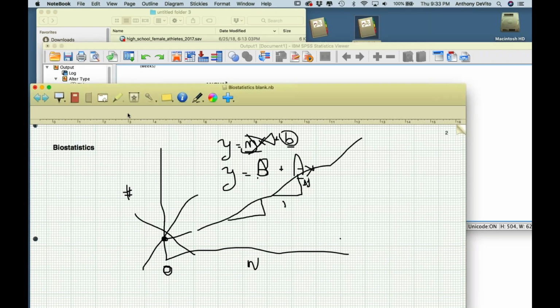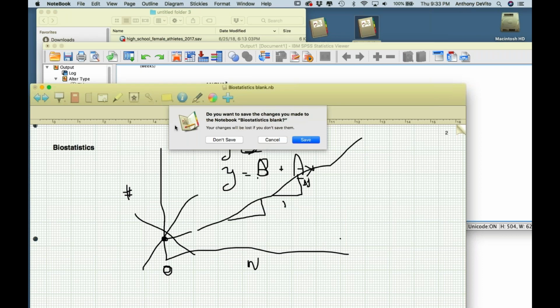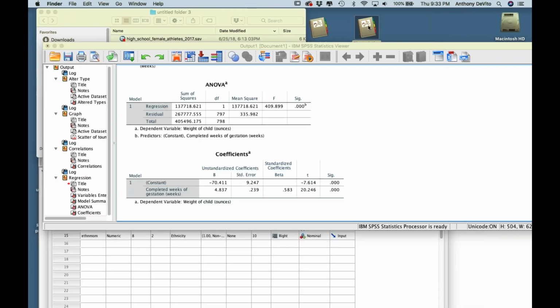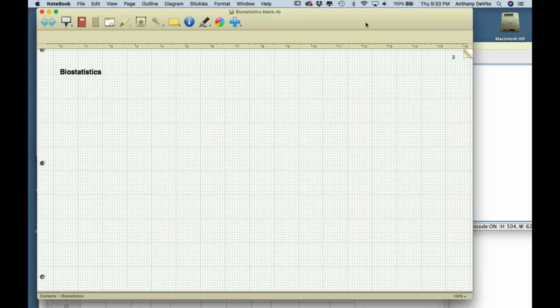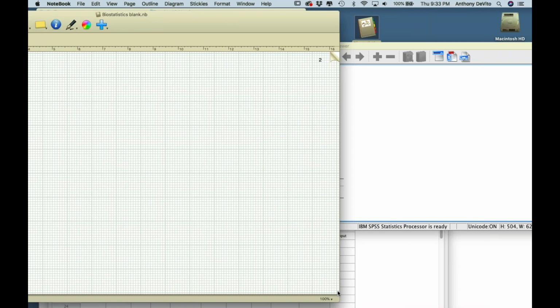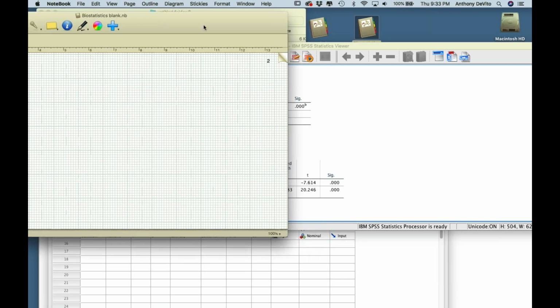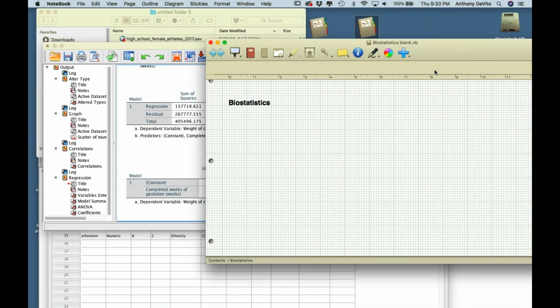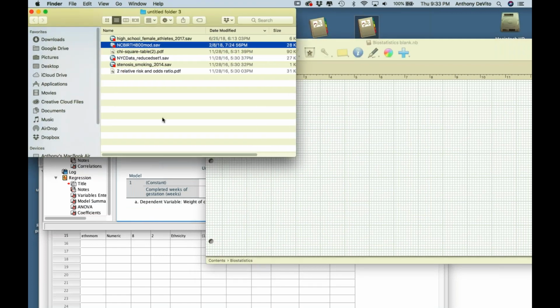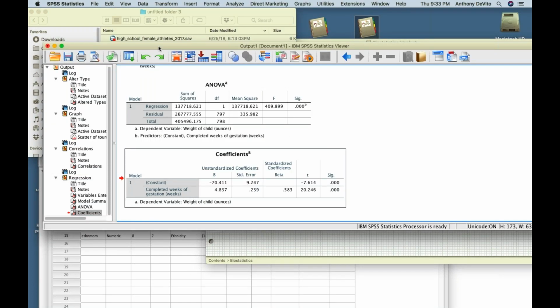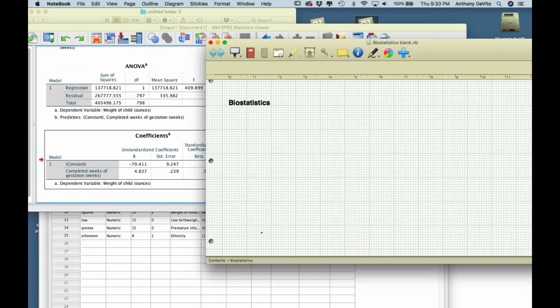Okay, I'll draw this again. Let me make this a little smaller. Okay. Actually, I still can't see it. Oh, that didn't help at all. Okay, I think I can do it now.